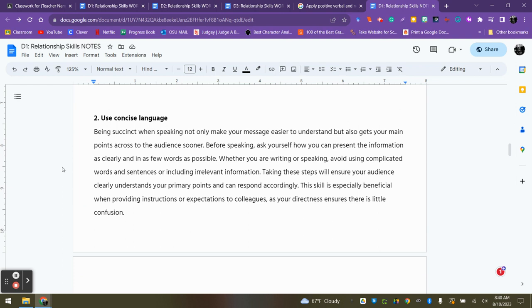Number two, use concise language. Being succinct when speaking not only makes your message easier to understand, but also gets your main point across to the audience sooner. Before speaking, ask yourself how you can present the information as clearly and in as few words as possible. Whether you are writing or speaking, avoid using complicated words and sentences or including irrelevant information. Taking these steps will ensure your audience clearly understands your primary points and can respond accordingly. This skill is especially beneficial when providing instructions or expectations to colleagues, as your directness ensures there is little confusion.